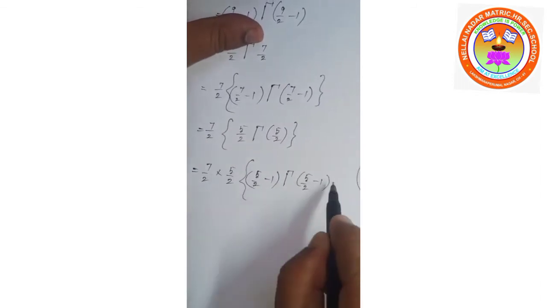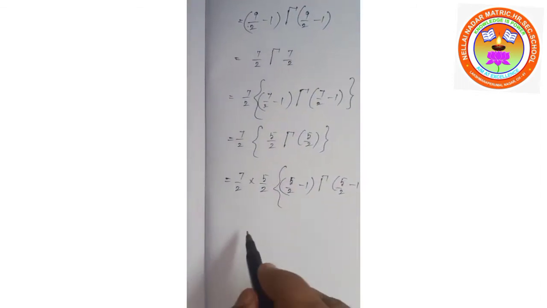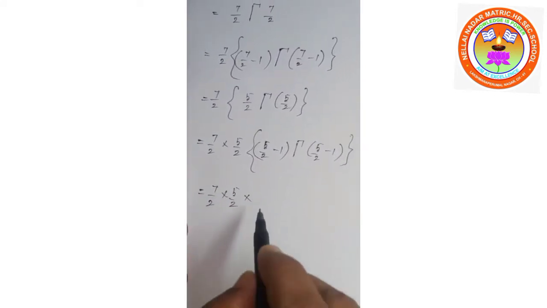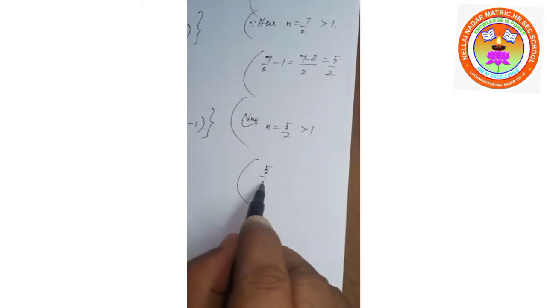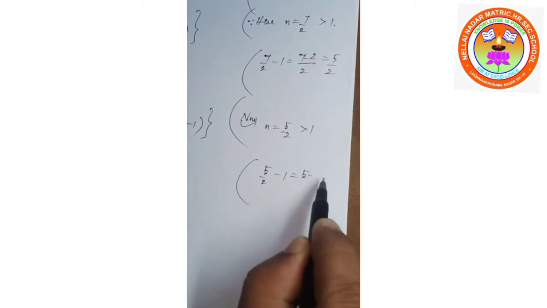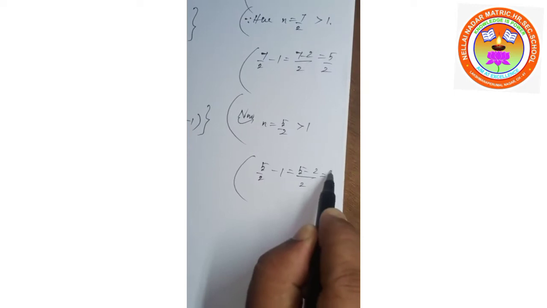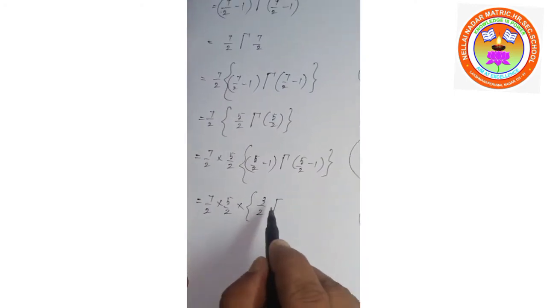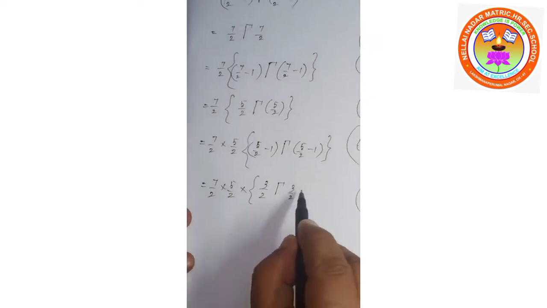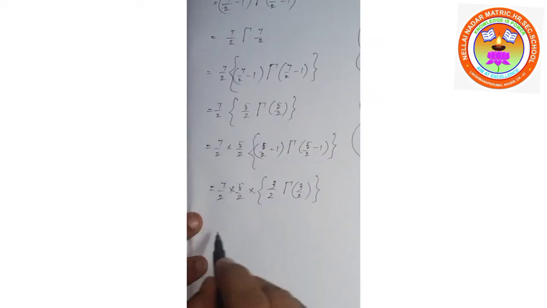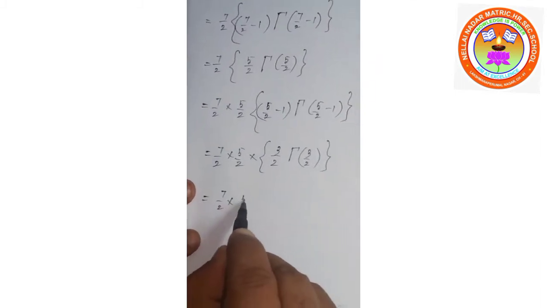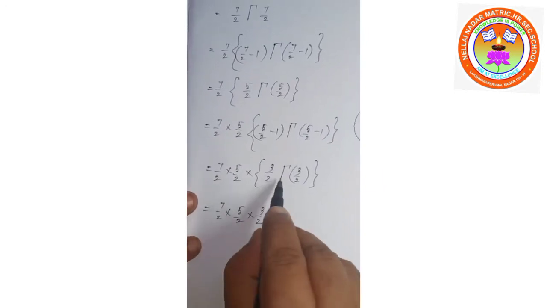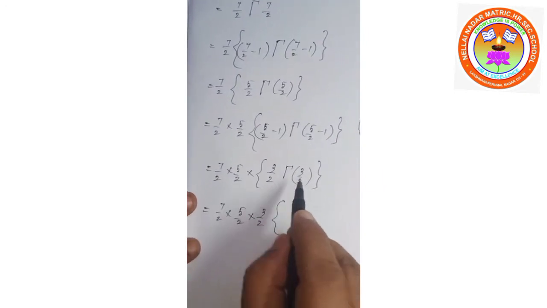What is the value of n? 5 by 2. That is equal to 7 by 2 into 5 by 2 into 5 by 2 minus 1, that is 5 minus 2 by 2, that is equal to 3 by 2. So 3 by 2 gamma of 3 by 2. Close the bracket. So 7 by 2 into 5 by 2 into 3 by 2. Then once again you have to apply the formula for gamma of 3 by 2.